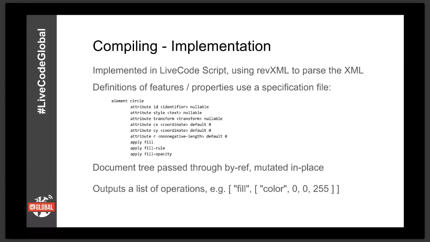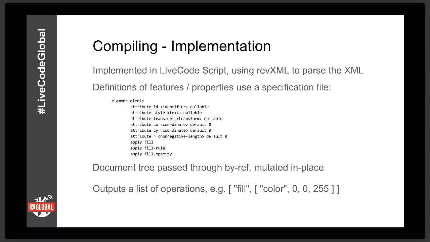So here's an example of how we define element circle. It defines all the attributes that are applicable to the element, and it defines which properties are applicable to the element. The properties are defined separately in the specification part, but I didn't have space to put everything there, so I just put a small part of it. So the first thing the compiler does is it loads the specification, and then it uses this to work out what to do with attributes.